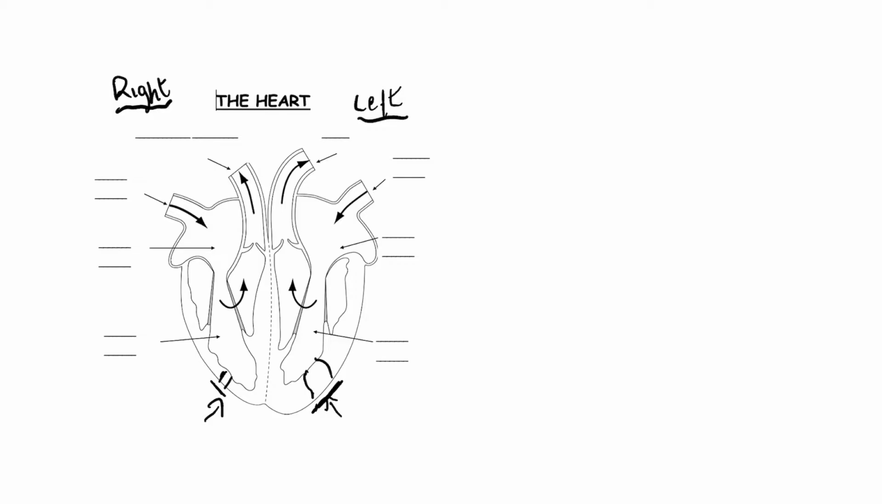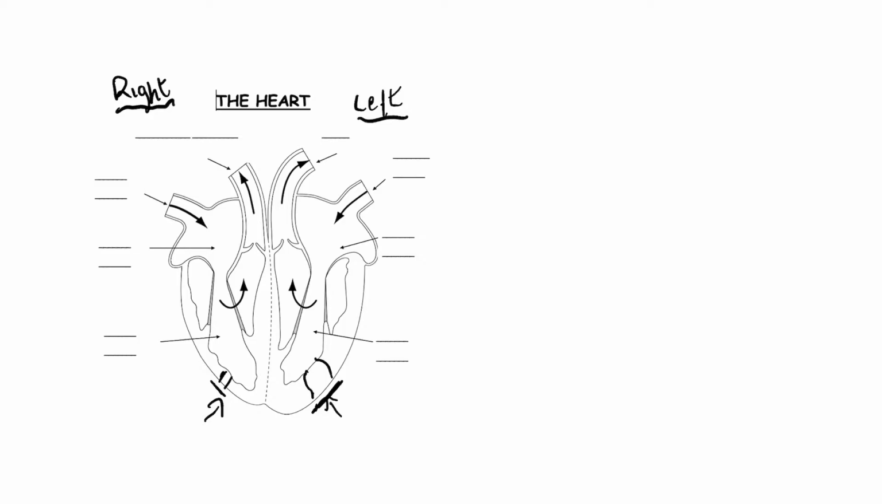Well, that is because the left has to pump blood around the whole body, whereas the right only has to pump blood to the lungs. The lungs are not that far a distance from the heart, so it doesn't need as big a push as the left needs when it's pumping blood around the whole body. So it needs a big thick wall to cope with that really, really high pressure of blood that it needs to pump. So that's why the left is thicker than the right. So that's two ways you can identify the left and the right. Make sure you do that first, because then that helps you label everything else.